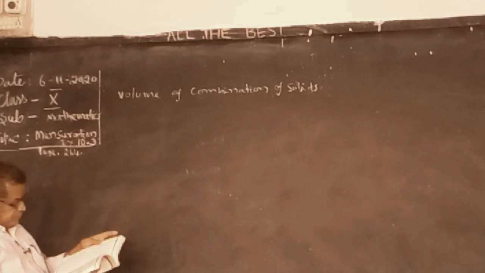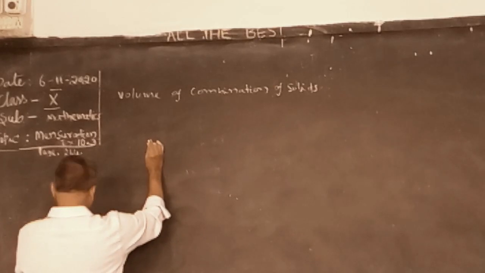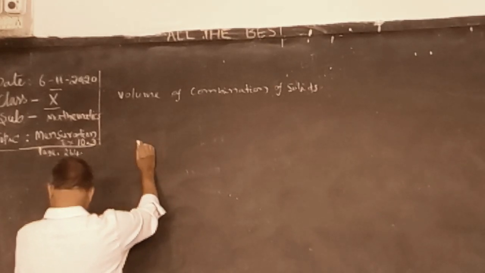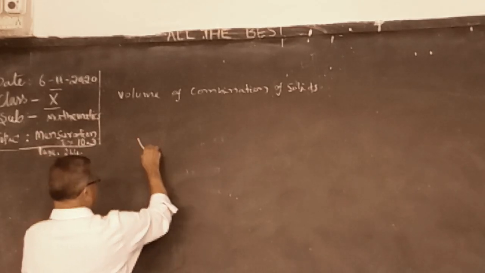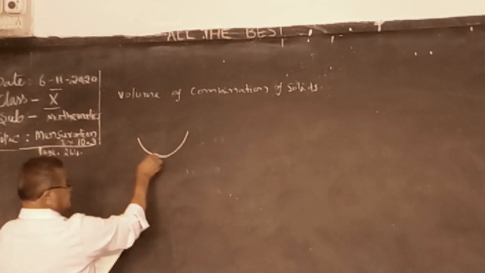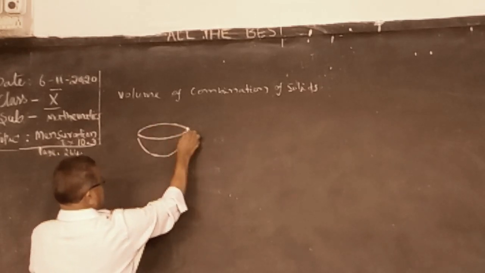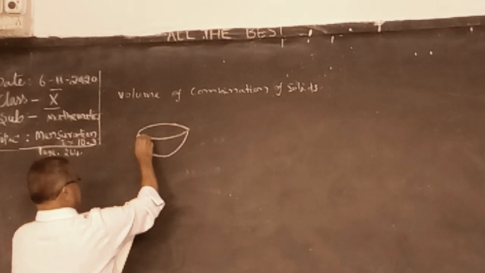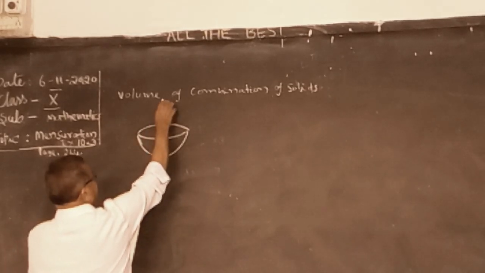Now second question, a toy is made in the form of a hemisphere surmounted by a cone. Okay, this is the hemisphere. Cone.